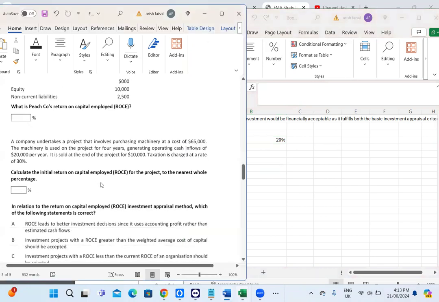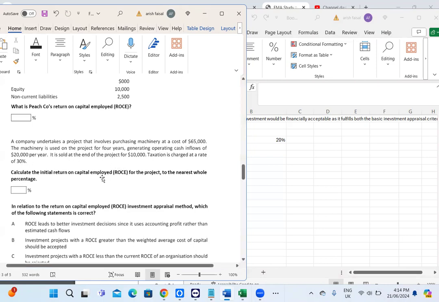Now, if you look at the third question, it says a company undertakes a project that involves purchasing machinery at a cost of 65,000. It will be used on the project for 4 years, generating operating cash inflows of 20,000 per year. It is sold at the end of the project for 10,000. Taxation is charged at a rate of 30%. Now, I don't need the taxation because the question is asking for the initial ROCE for the project. So we don't need the tax rate over here. That's just pure confusion. You just need to see what your profit before interest and tax is.